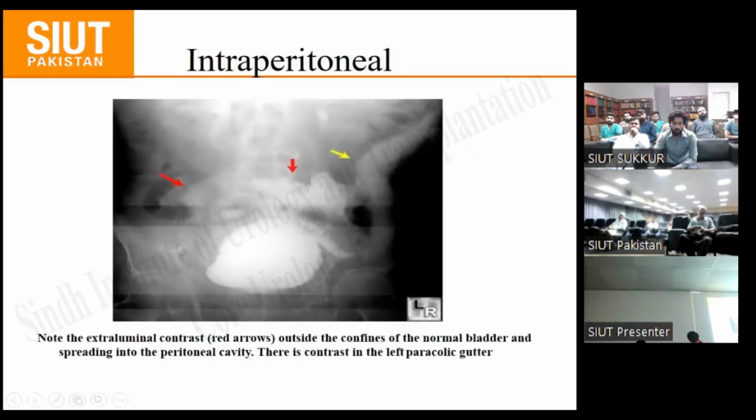And here we can see that the contrast extravasation goes in the peritoneal cavity. Now this arrow is showing that there is contrast in the left paracolic gutter, that is the intraperitoneal part, and here it is lining the bowel loops. So this image shows that the injury is intraperitoneal.